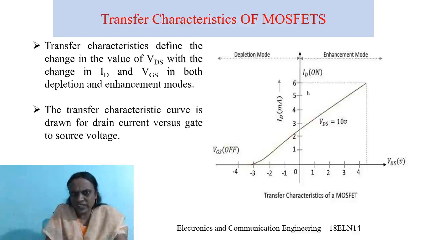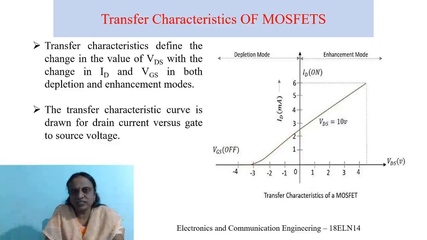In this graph, we can observe that as VGS is increased, it goes to the enhancement mode. So enhancement mode is obtained only for the increase in magnitude of the gate to source voltage, whenever there is an increase in the drain current. So this transfer characteristics curve is drawn for drain current versus gate to source voltage and is represented pictorially.